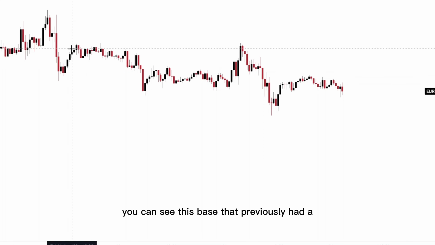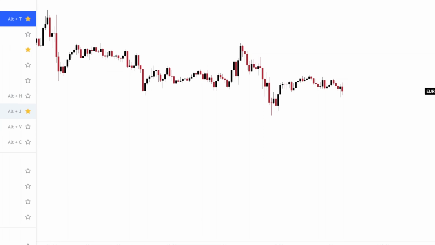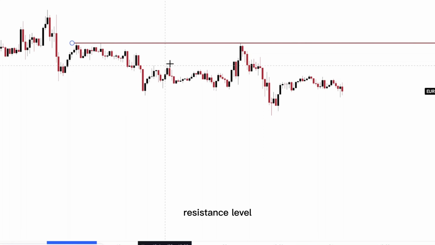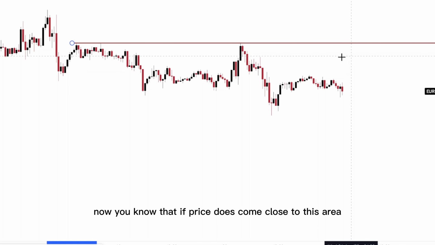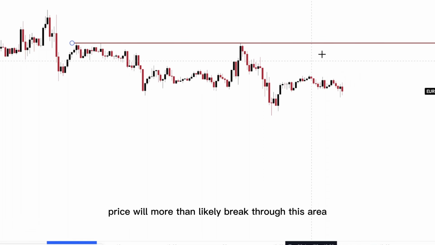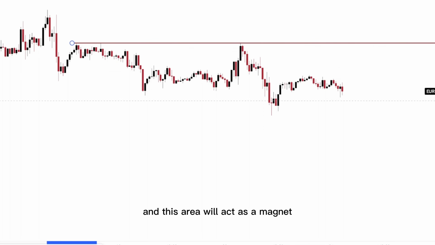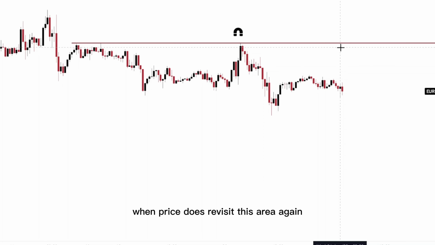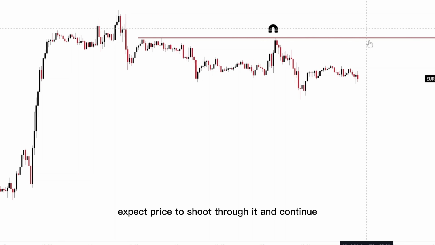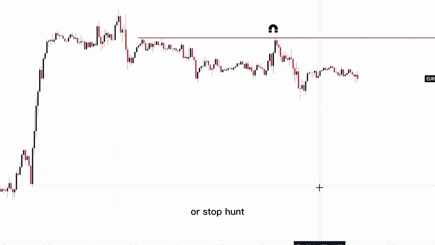And in this case, you can see this base that previously had a resistance level. So price was sold at this level with a lot of selling pressure that even broke structure. So now you know that if price does come close to this area, or at least comes close to revisiting it, price will more than likely break through this area and continue above. And this area will act as a magnet. So when price does revisit this area again, expect price to shoot through it and continue or stop hunt.